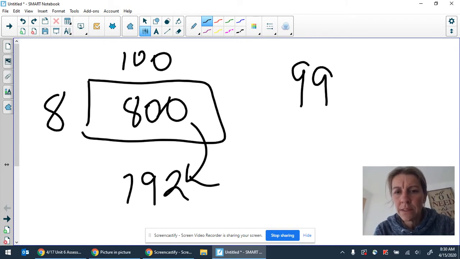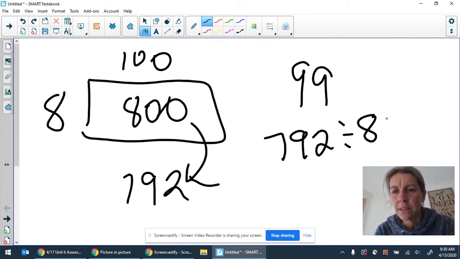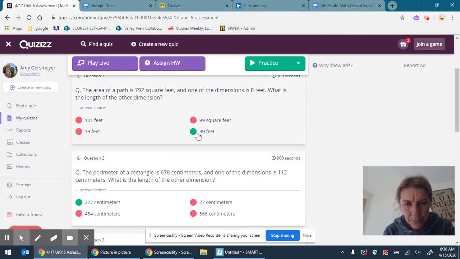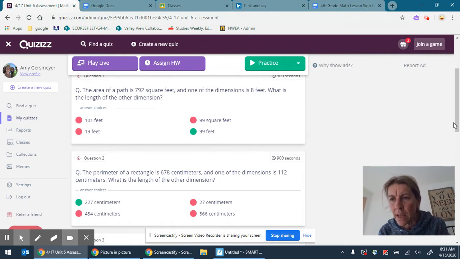So 792 divided by 8 is, in fact, 99. Let's see if that was one of our options. 99 feet. Oh, they tried to trick you here with the 99 square feet, but a dimension wouldn't be square feet. Those squares are referring to the area on the inside. So that is why 99 feet is the correct units.